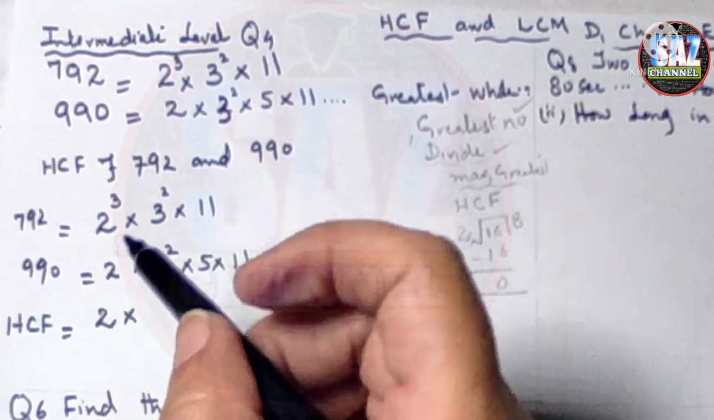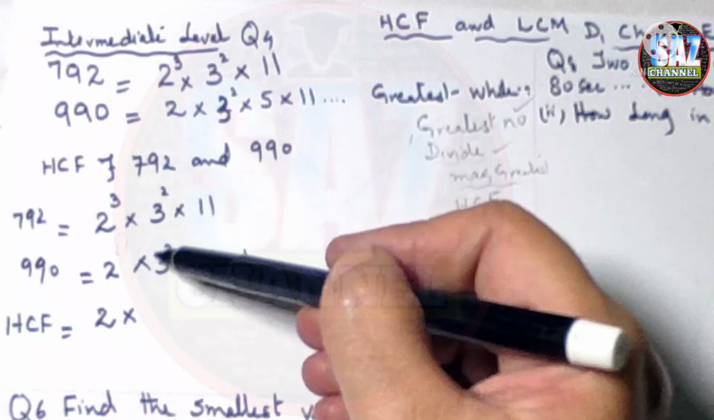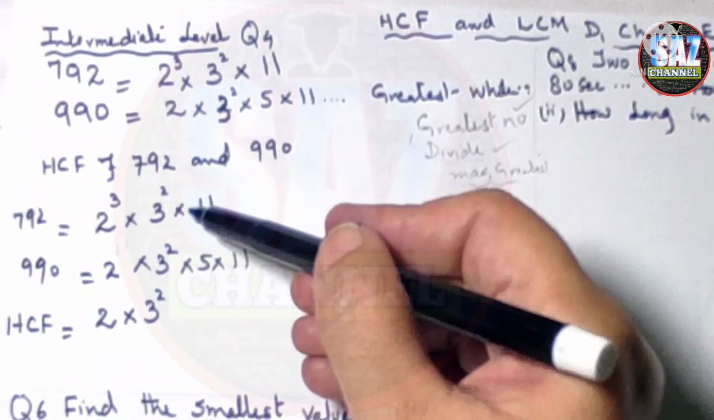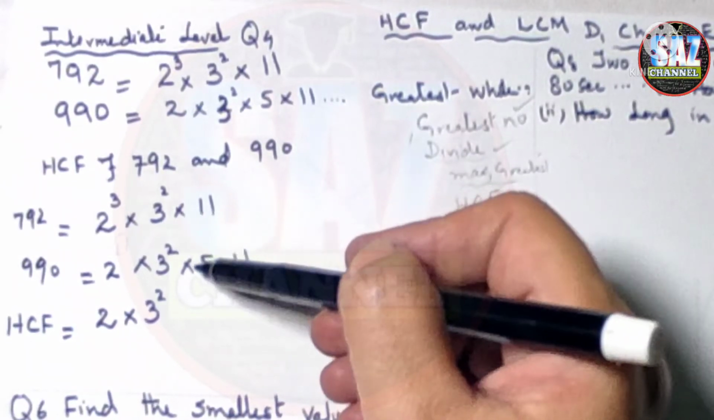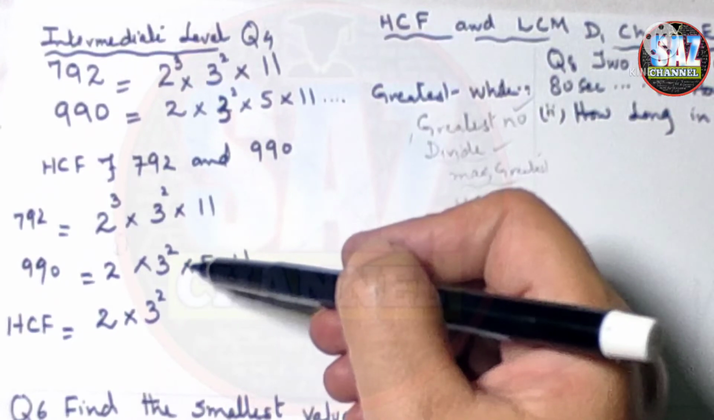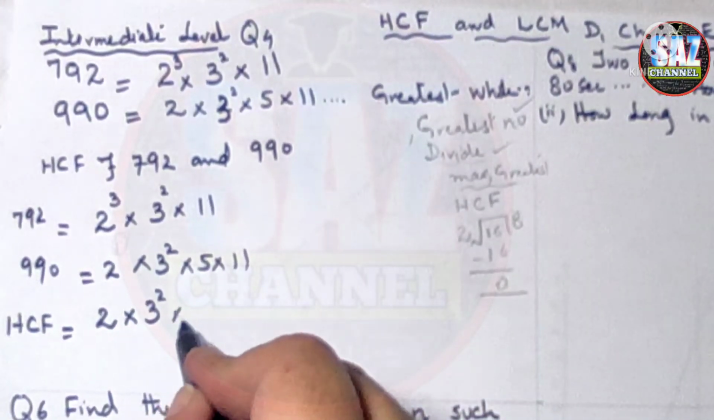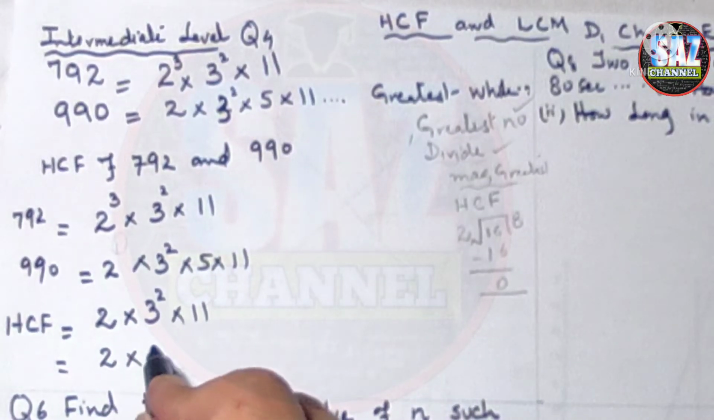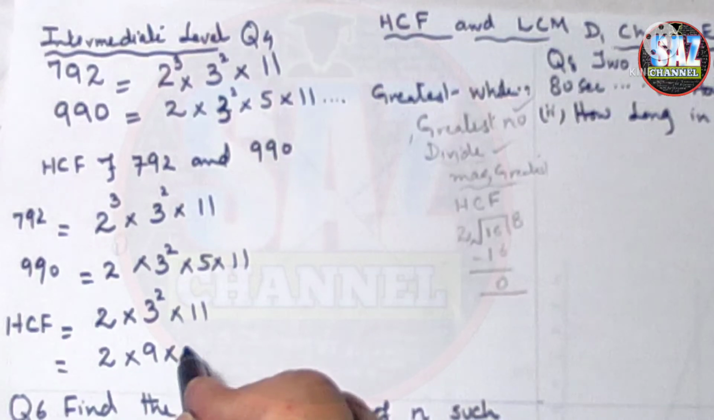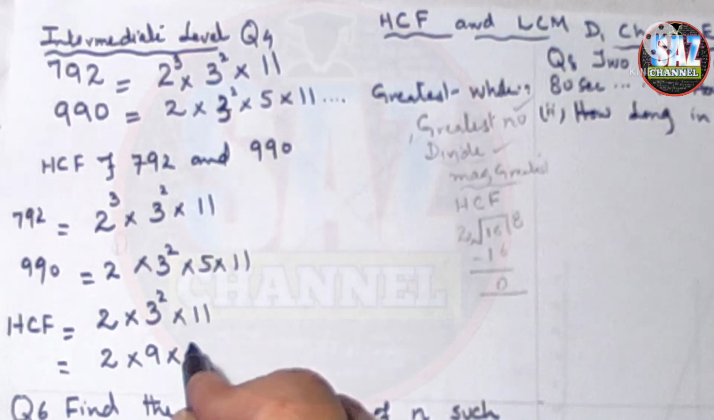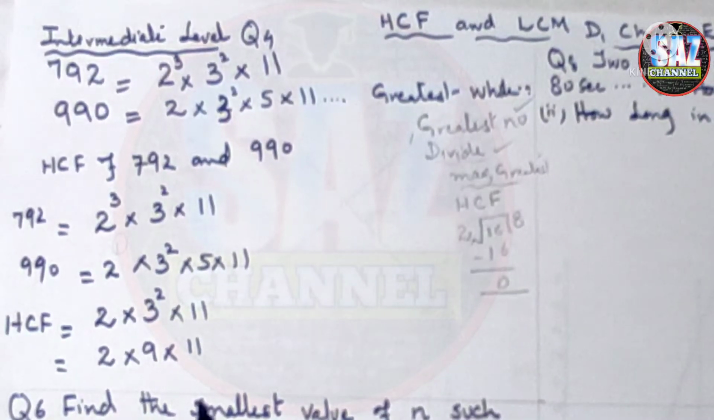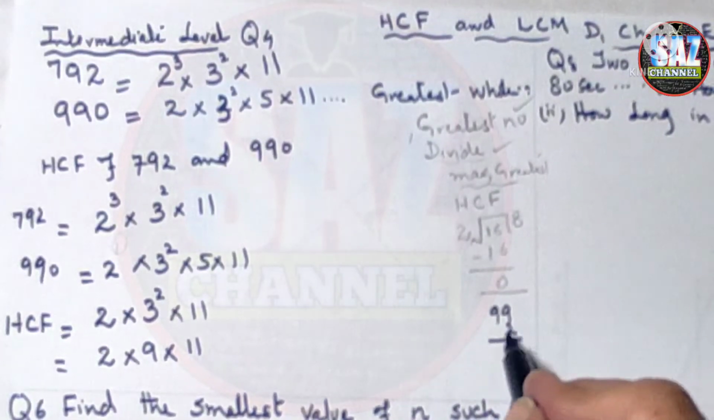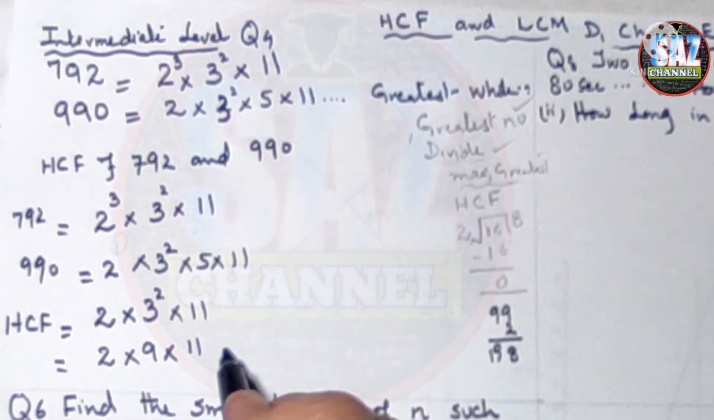And if we look at 3, in both numbers 3 has the power 2. So this will be common. Now if you look at 5, 792 doesn't have 5, so there is no reason for 5 to come in the HCF. And 11 is coming once. So in order to get the number, we have to get the product: 11 multiplied by 9 multiplied by 2. This becomes 99 multiplied by 2. 9 2s are 18 and 1 carried makes 19, so 198.